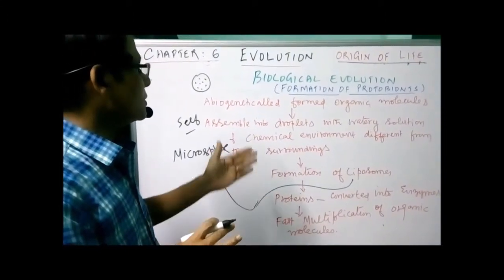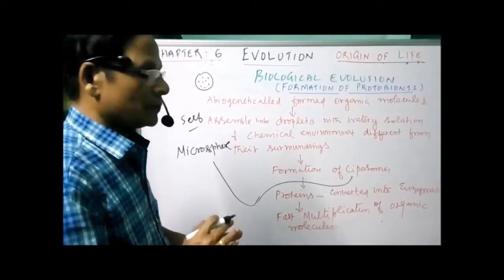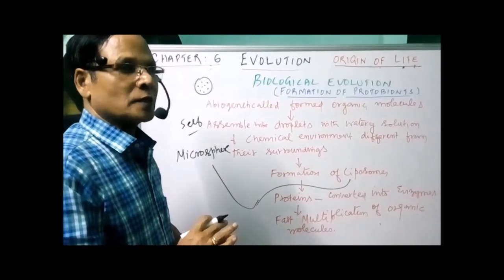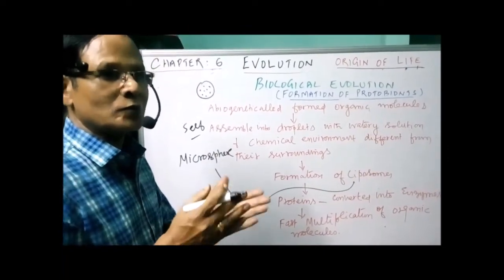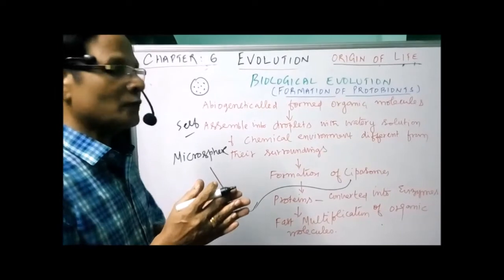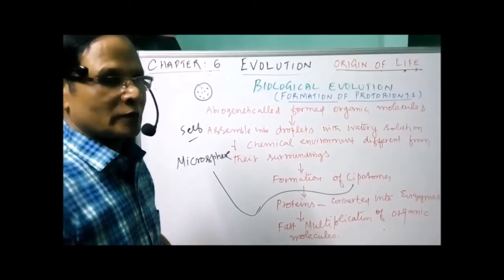Okay, that's about the biological evolution, the first part. We have to proceed further. What are the different types of cells formed? So formation of protobions followed by the formation of the monerans, and also we have the formation of protista and followed by eukaryotes.